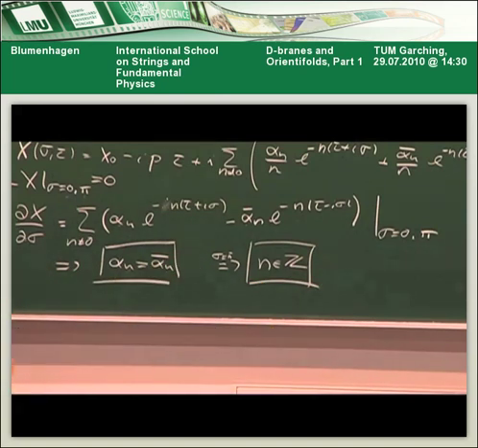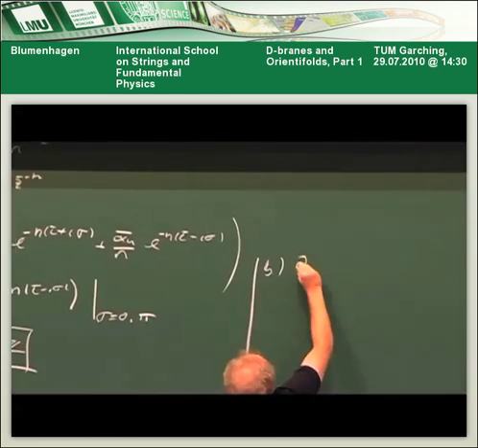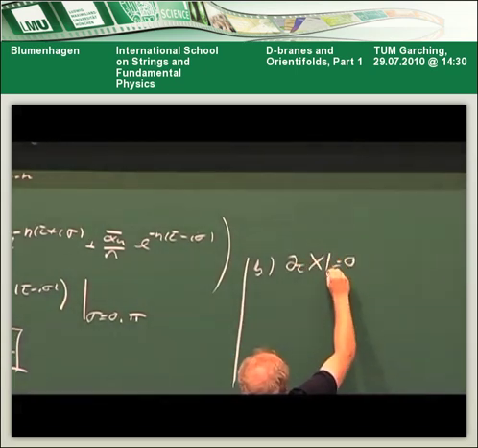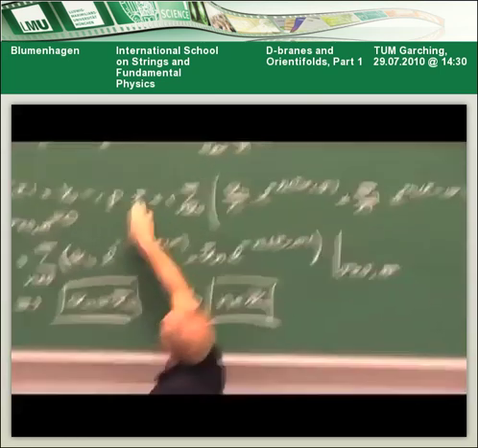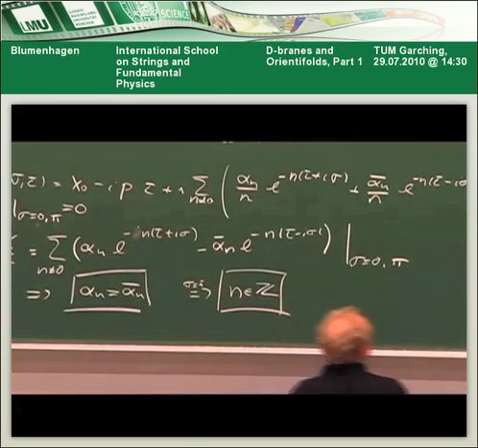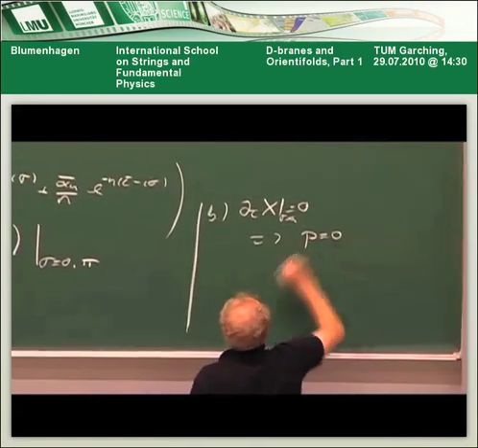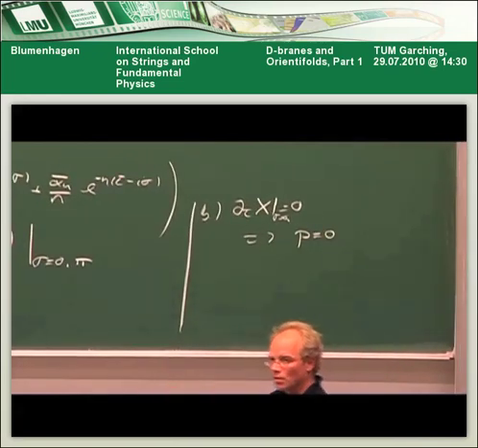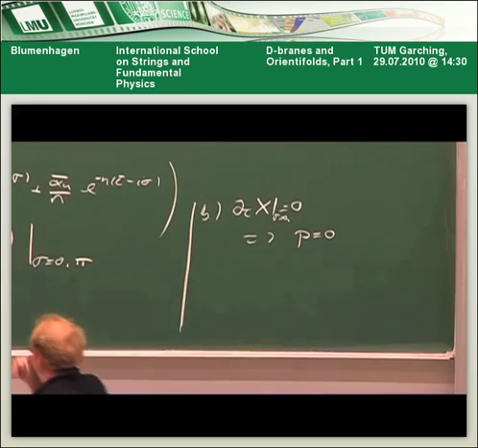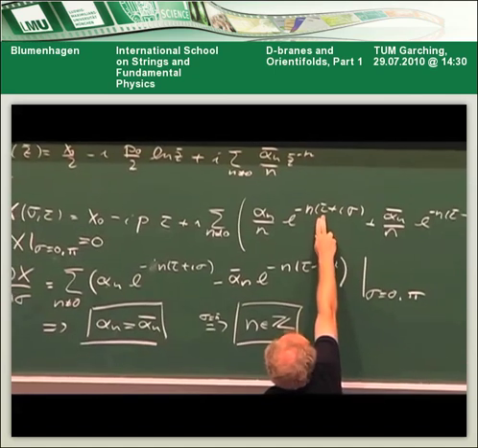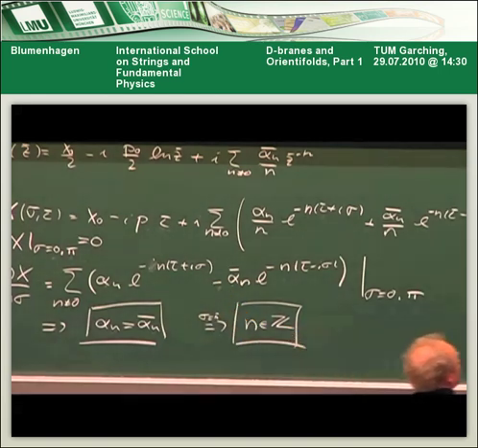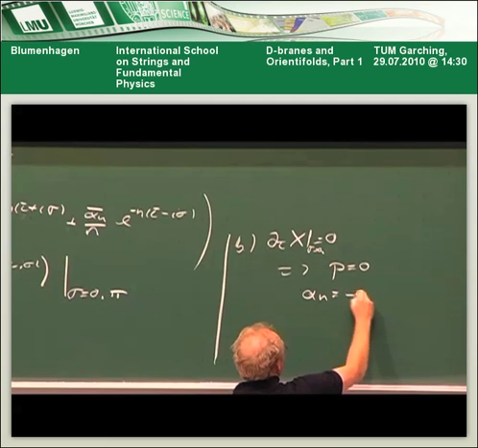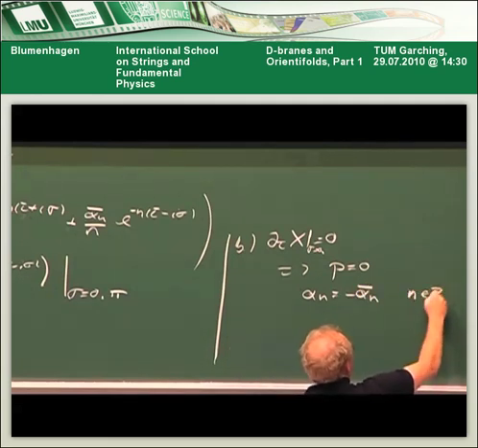And you can do the same for the case that you have Dirichlet boundary conditions on both sides. It's not very much different, except that now this term also contributes, because here's a tau, so it tells you that p is equal to 0. So there's no momentum flow over the boundary, because the endpoint of the open string is fixed at the boundary, and you take the derivative with respect to tau, so you get a different sign here. Here's a plus sign now. So you get that alpha n is equal to minus alpha n bar, and again, for n integer.